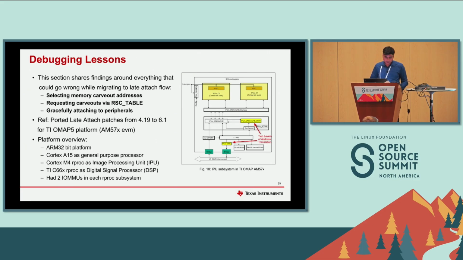Now, this is an interesting part. We'll see the debugging lessons that we learned. This section basically covers everything that could go wrong if you're migrating into late attach: selecting memory carve-out addresses, requesting carve-outs via your resource table, and how you gracefully attach to peripherals. This is a set of everything that could go wrong when you are migrating into late attach. We'll see these one after the other.